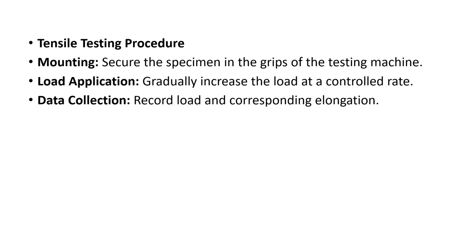The procedure for tensile testing: first one is mounting. I already told in the diagram that mounting is there, in which two jaws are there. One is a fixed jaw, and through the second jaw we are applying the tensile load. Mounting: secure the specimen in the grips of the testing machine. To that testing machine or UTM machine, grips are there. So the specimen must be gripped securely on the testing machine.